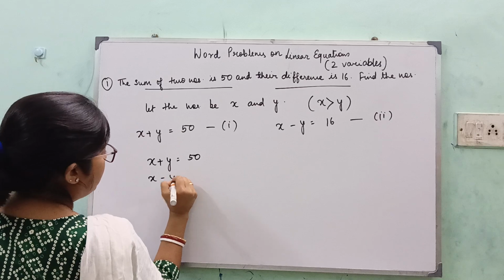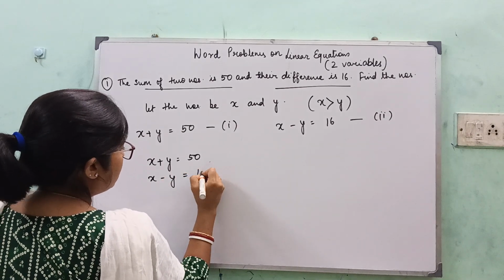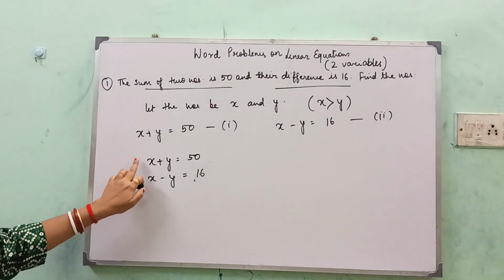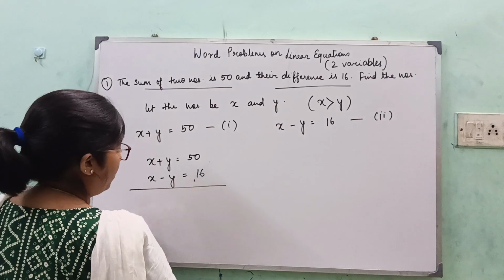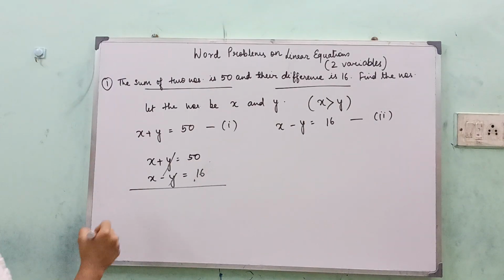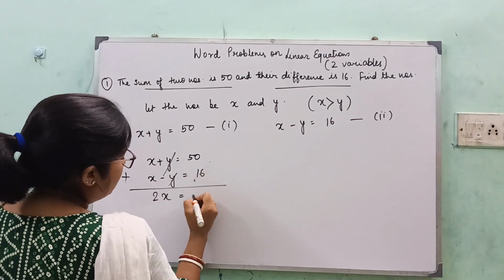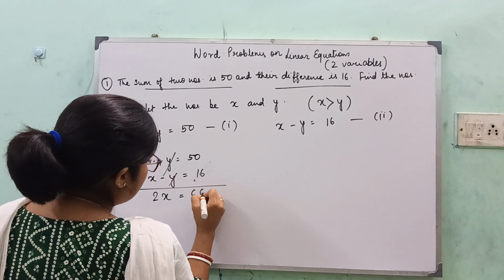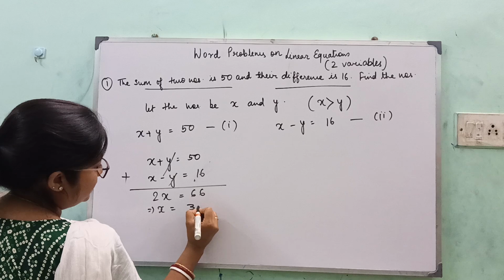Okay, so now solving, I will be using the elimination method here because it goes faster. We can see that the two equations, one is with x plus y, the other with x minus y. So if we add the two equations, the y gets eliminated. So x plus x is 2x is equal to 66. So this implies x is equal to 66 by 2, that is 33.